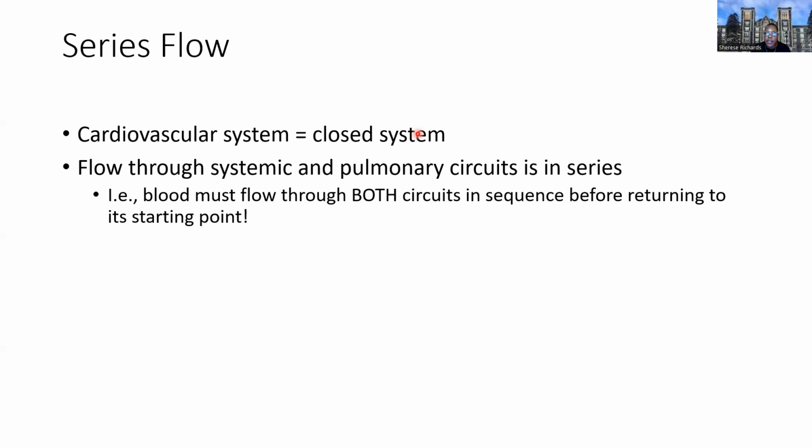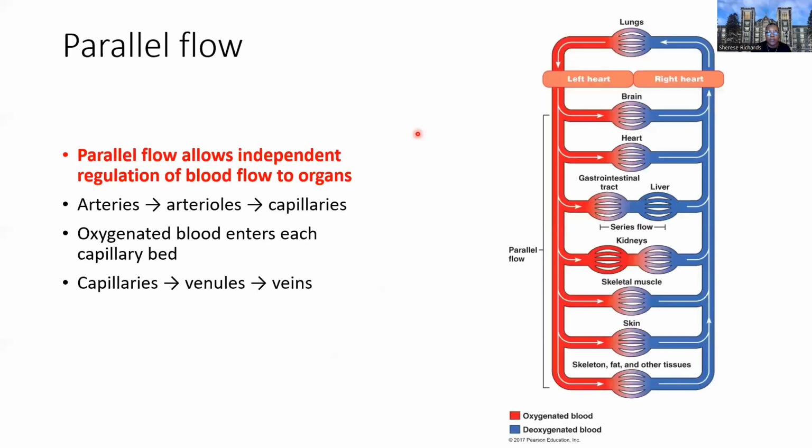So blood flowing through the systemic and pulmonary circuits is in series, in that all of the blood must go through both circuits in sequence and then go back to its starting point, right? There's no option within that overall systemic circuit, overall circulation.